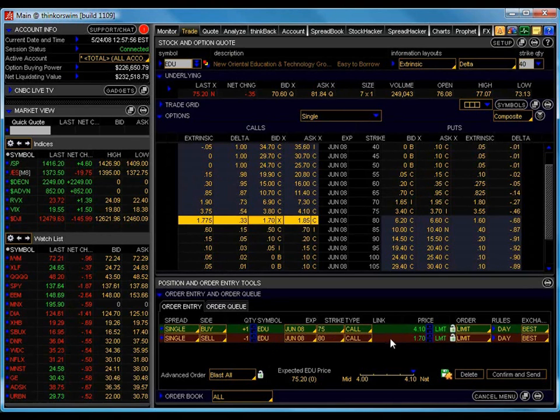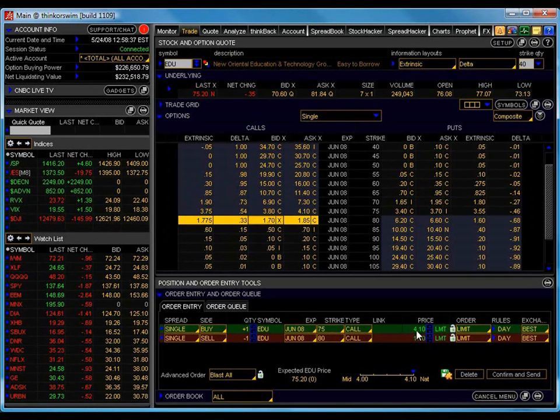So let's take a look quickly at this particular spread. We're buying one call, we're selling one call. I should remind you, this is in the same month, in June. The strike price of the one that we're buying is 75. The one that we're selling is 80. The difference between these two is 5 points. So this is considered a 5-point vertical spread. The vertical means that it's in the same month and in the same option. They're both call options.